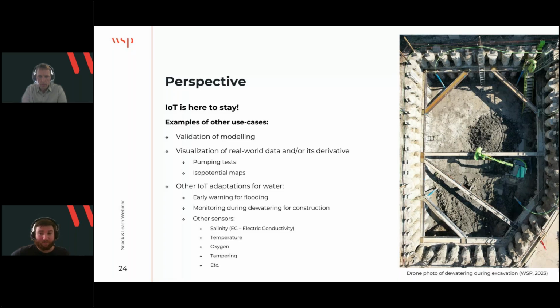You could also use electric conductivity, for example, to investigate for salinity. You could use temperature for measuring the groundwater influx in surface water. You could use oxygen, or you could install tampering alerts for different devices. There's almost no limitations. So IoT is definitely very nice to use, and it's here to stay. So we need to utilize it.